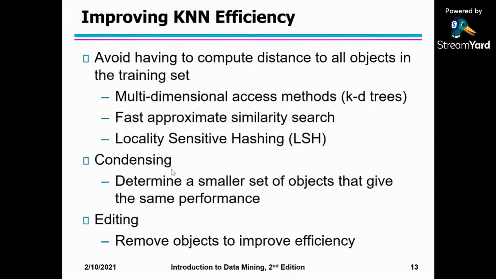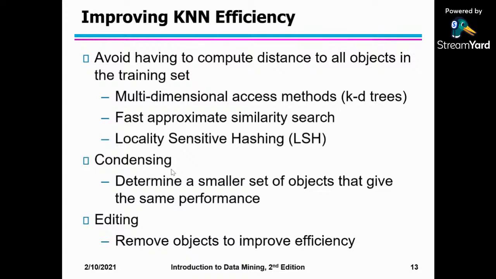Fast approximate similarity search, and then also locality sensitive hashing. Again, condensing: determine a small set of objects that give the same performance. And then editing, that is, remove objects to improve what? Efficiency. So that is the basic concept.